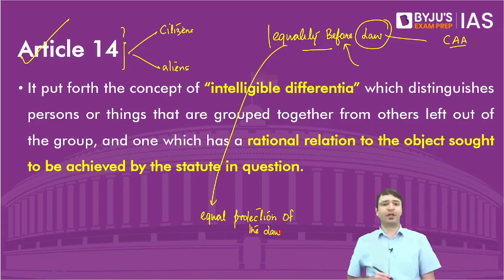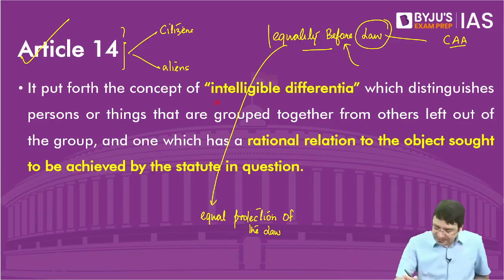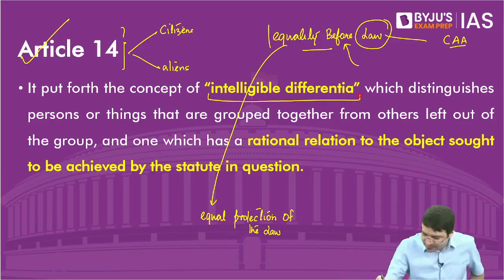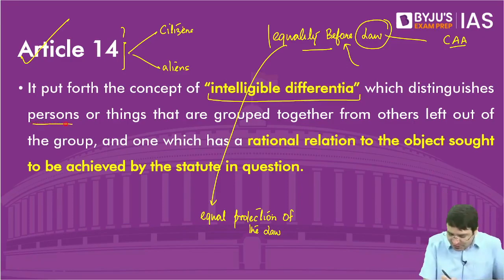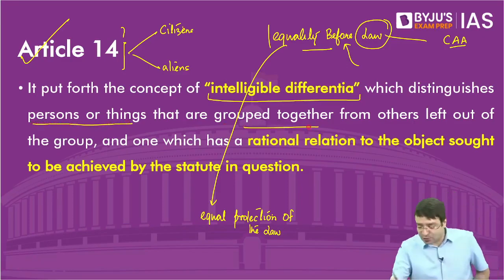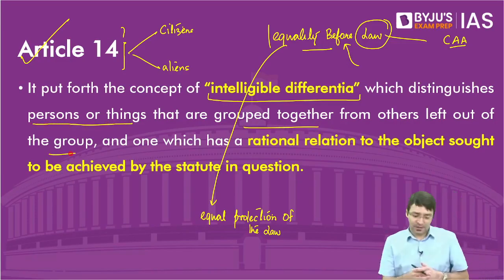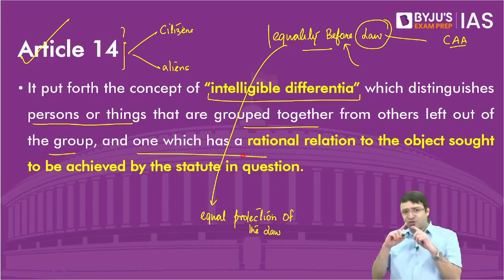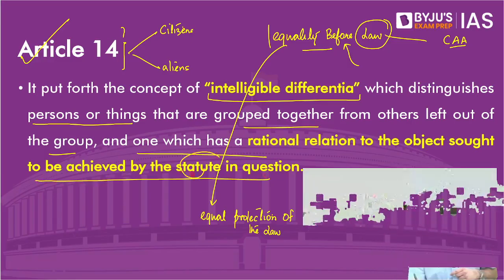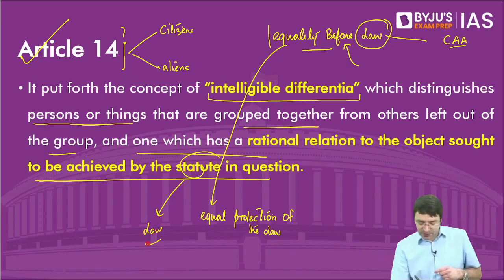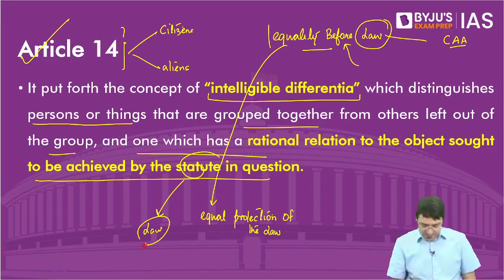What is equal protection of the law? For that, Article 14 says there is something called intelligible differentia, which distinguishes persons or things that are grouped together from others that are left out, and which has a rational relation to the object to be achieved by the statute in question, by the law in question. What does that mean? Let's elaborate.